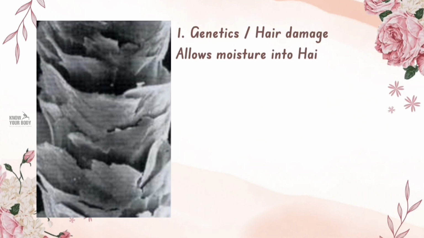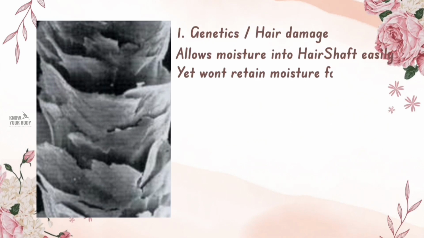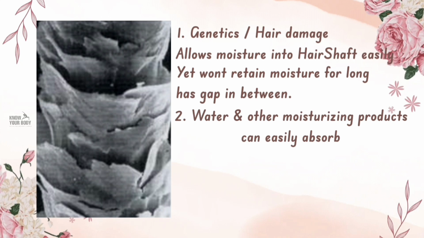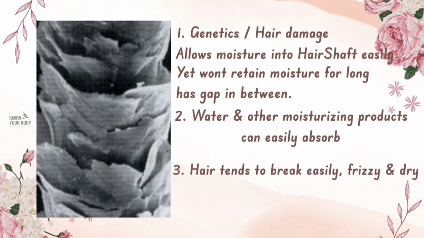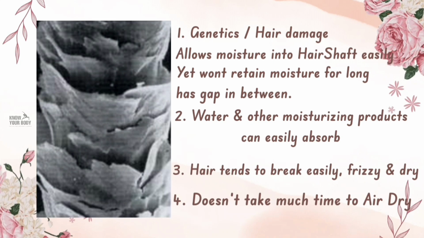The characteristics of higher porosity hair. Whether due to genetics or hair damage, high porosity hair allows moisture into the hair shaft easily, yet it isn't able to retain moisture for long. This is because the cuticles tend to have gaps or space between them. You may have high porosity hair if water or other moisturizing products are quickly absorbed into your hair. Your hair tends to break easily. Your hair tends to be frizzy or dry. It doesn't take much time for your hair to air dry.